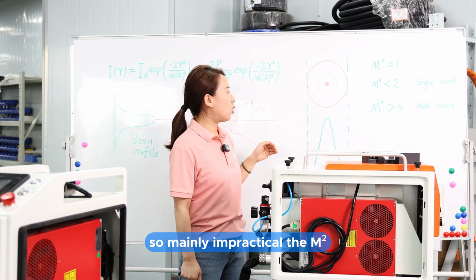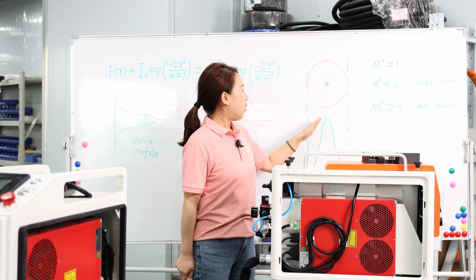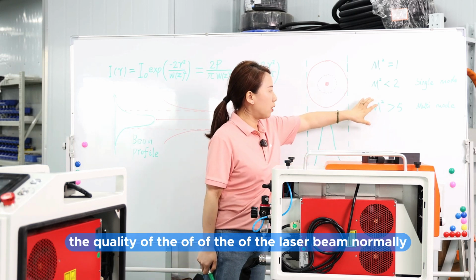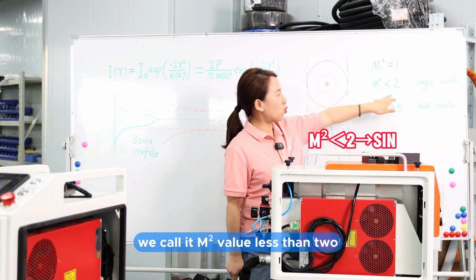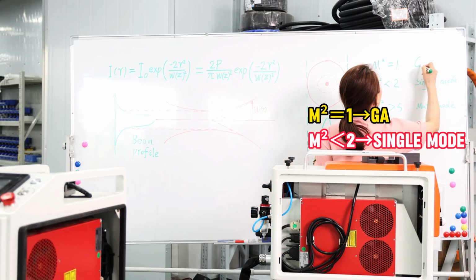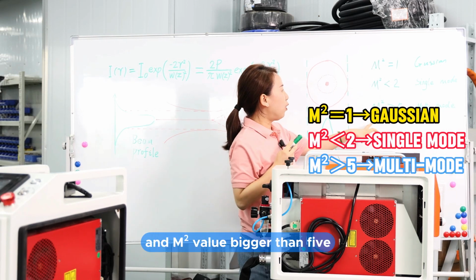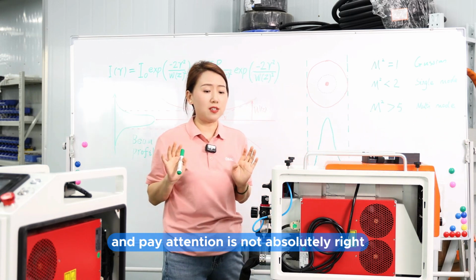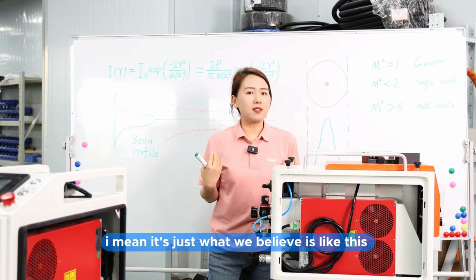In practice, from this equation, the shape of the beam decides the quality of the laser beam. Normally, an M squared value less than 2 we call single mode, and this is a Gaussian. An M squared value bigger than 5 we call multi-mode. Pay attention, it's not absolutely right; it's just what we believe.